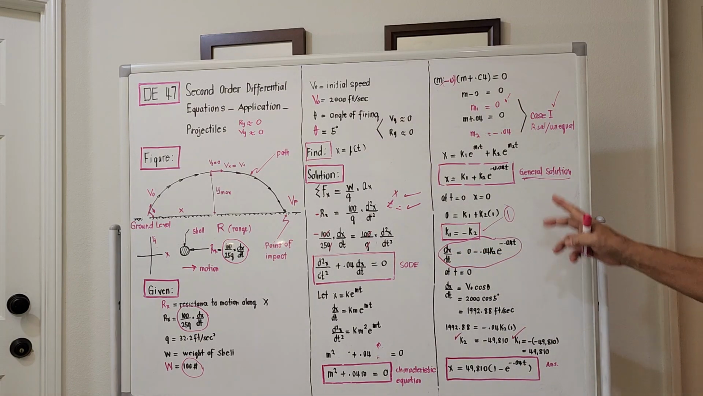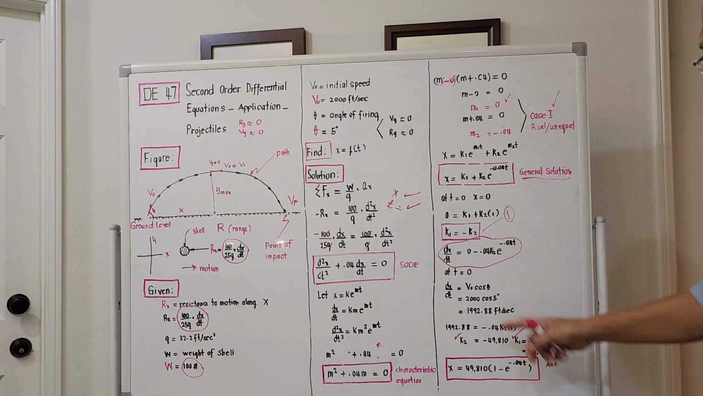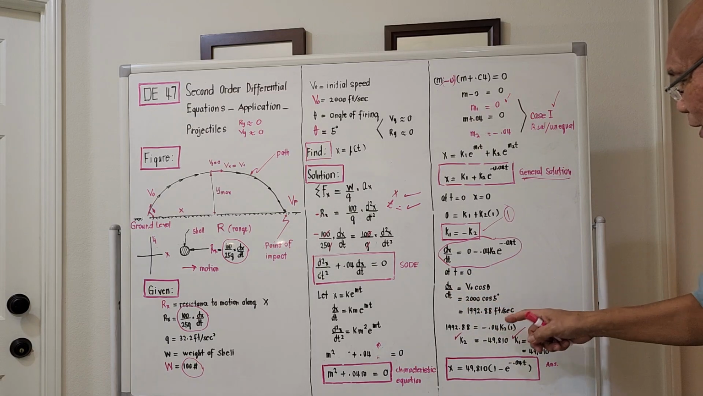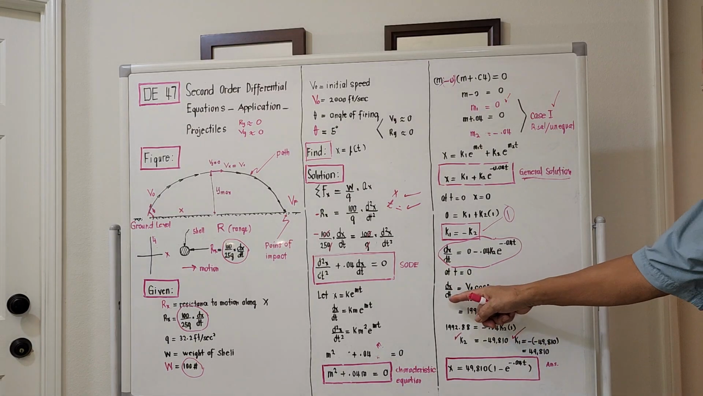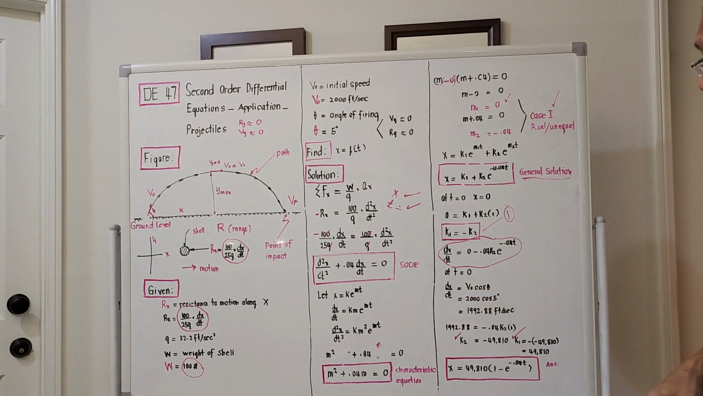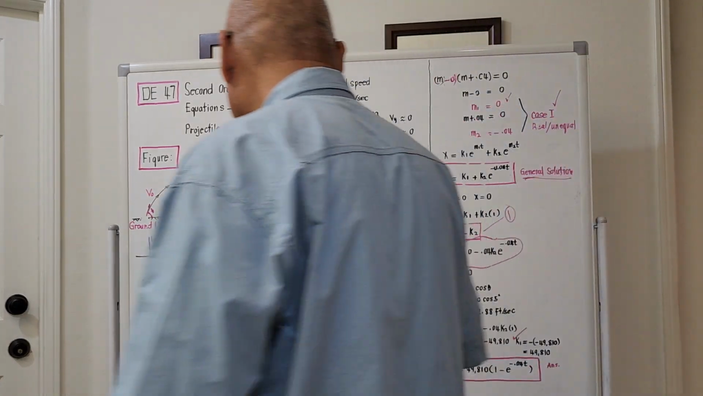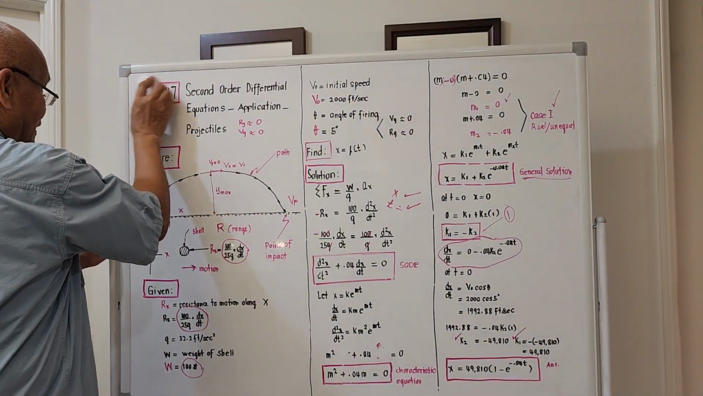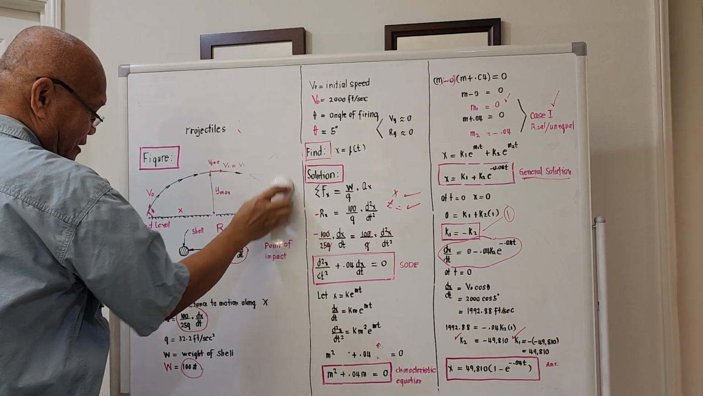Again, let's try to compute for the value of k2. At time t equal to 0, dx/dt will be equal to, what is dx/dt? It is speed, right? It is speed. Okay, I will try to erase this one, so you will understand.